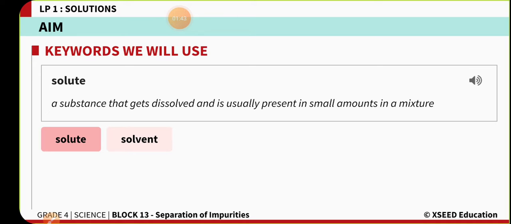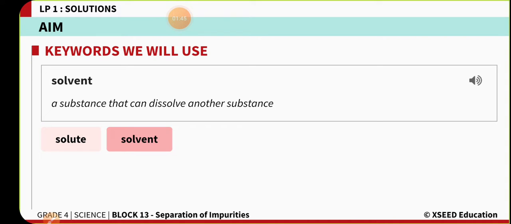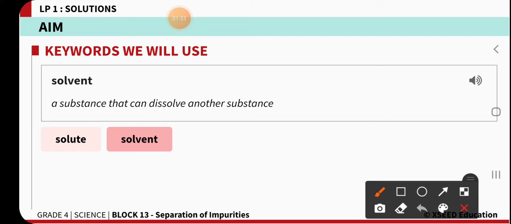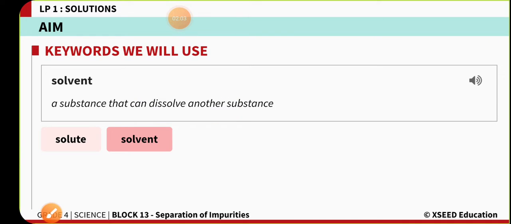Now our next keyword is solvent. A solvent is a substance which has the capacity to dissolve something in it. That we call a solvent. Solvent: a substance that can dissolve another substance.